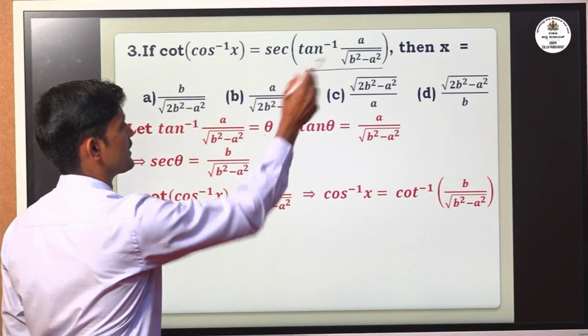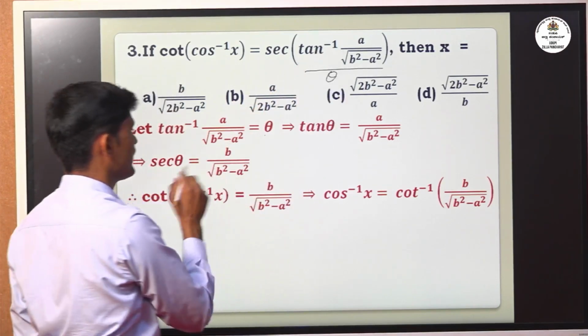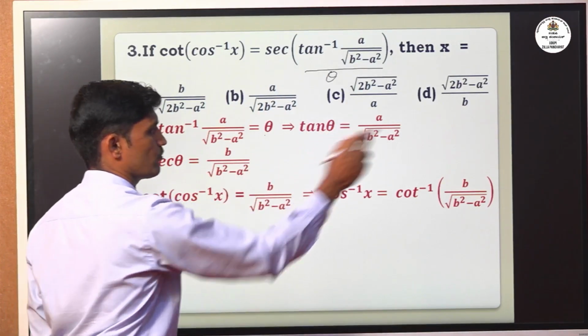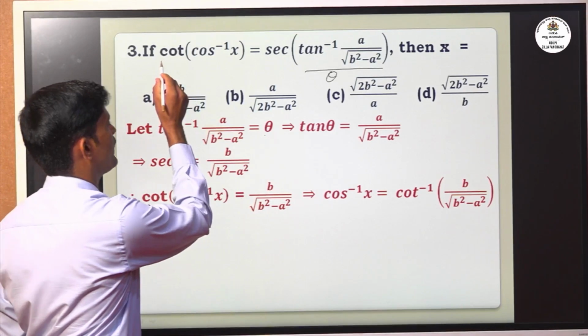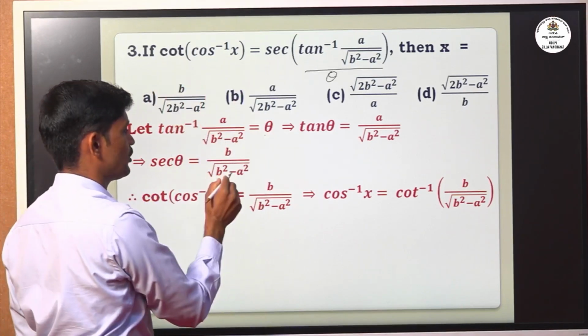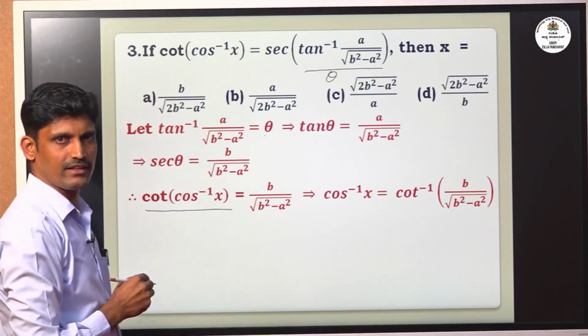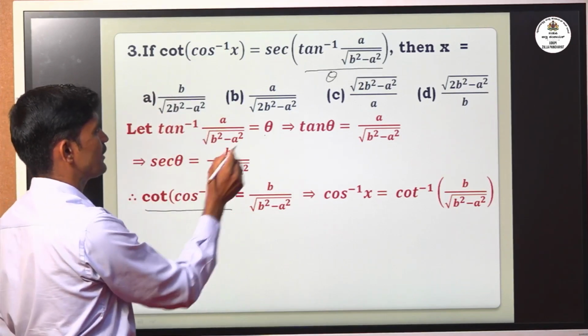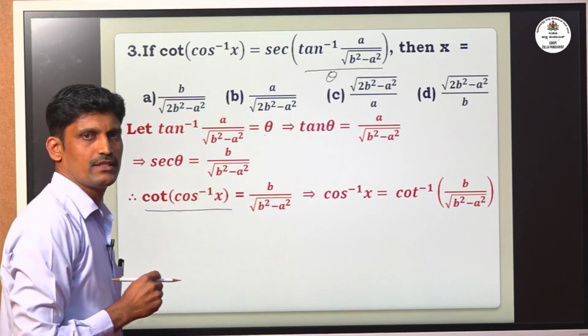Therefore, this is secant theta now. By defining this as theta, the right hand side becomes secant theta, which is equal to b by root of b square minus a square. Now let us go to the left hand side. The left hand side, cot of cos inverse x, is equal to secant theta on the right side. This is secant theta, that is equal to b by root of b square minus a square.